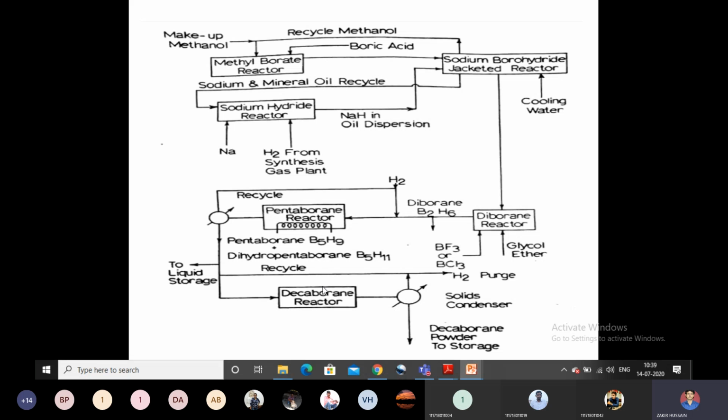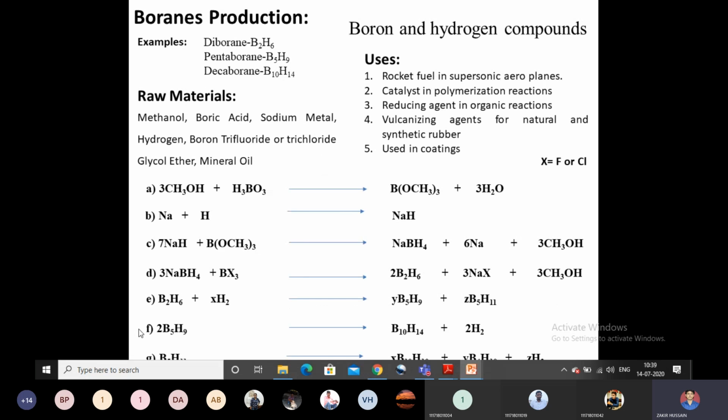Otherwise, when we desire to go for a more desirable decaborane, which is in a powder form, we can send this pentaborane to the decaborane reactor, in which it will undergo a pyrolysis reaction as given in reaction F and reaction G. In this one, the pentaborane will undergo pyrolysis to give decaborane B10H14, and also B4H10, which is a tetraborane.